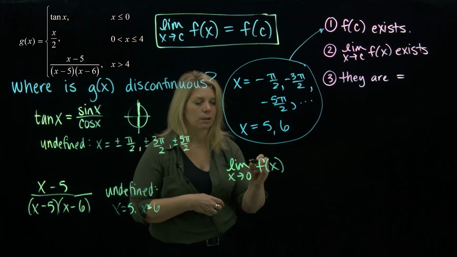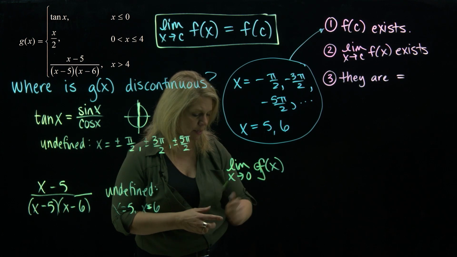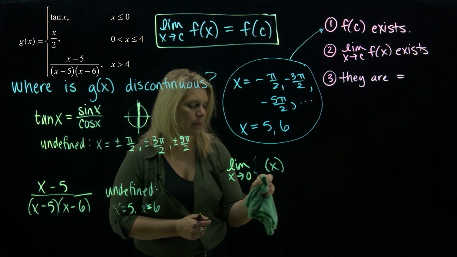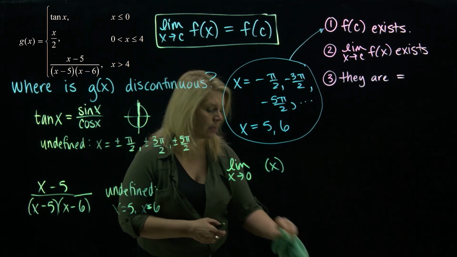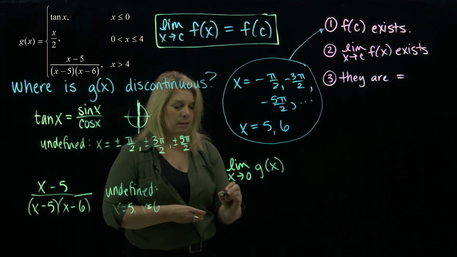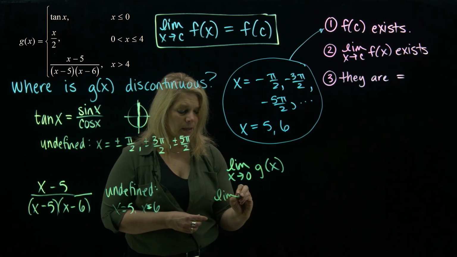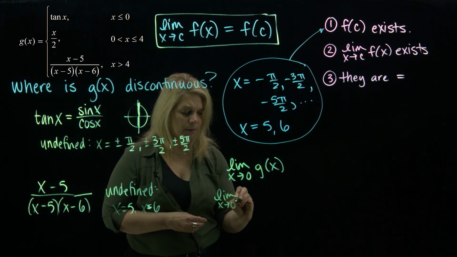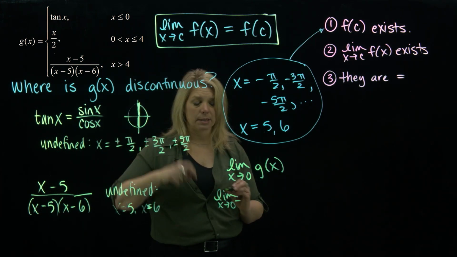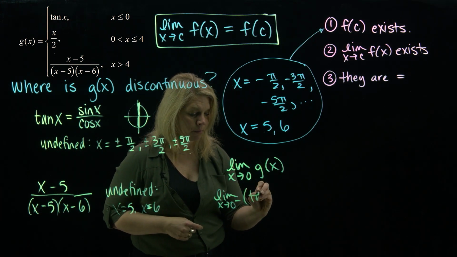I guess we have our function called g of x. Let me write this g of x there. All right, so we're going to look at the limit as x approaches 0 of g of x. And we're going to do that from the two one-sided limits. So the limit as x approaches 0 from the left of g of x. On the left side, we're using the tangent function.